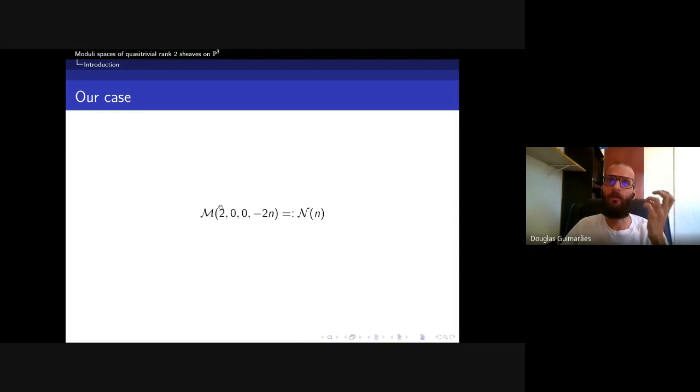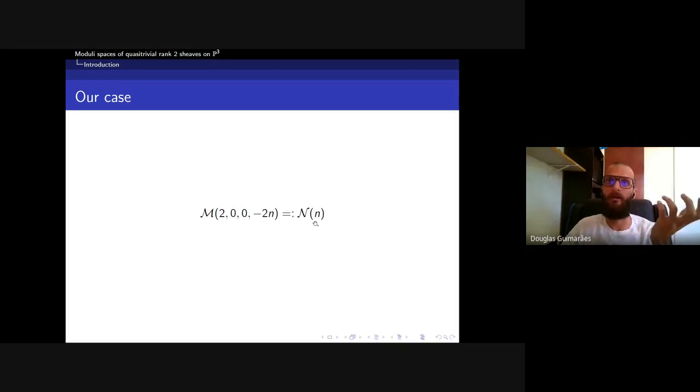semi-stable torsion-free sheaves with c1 and c2 equal to 0, and c3 equal to minus 2n, where n is some positive integer. Here it's enough to consider only negative third Chern classes. Since it only depends on n, I'm going to denote this by M(n) from now on. What we are going to do is construct an irreducible component of this moduli space, and we are going to show that for low values of n, this is the only one.